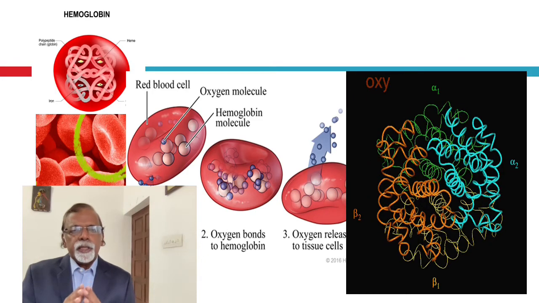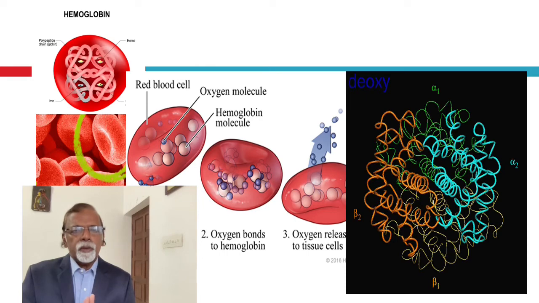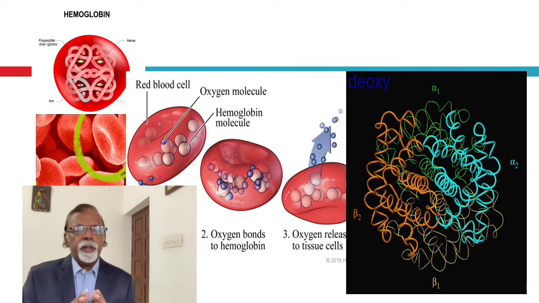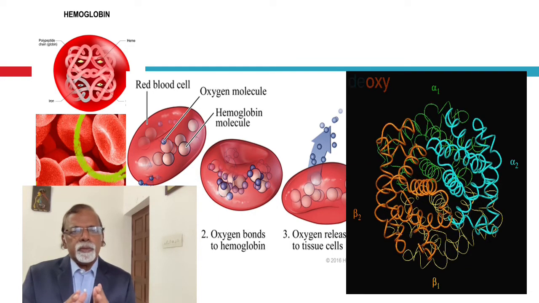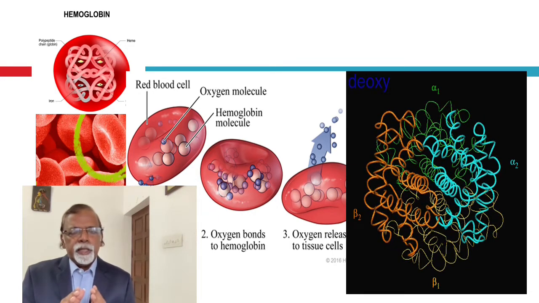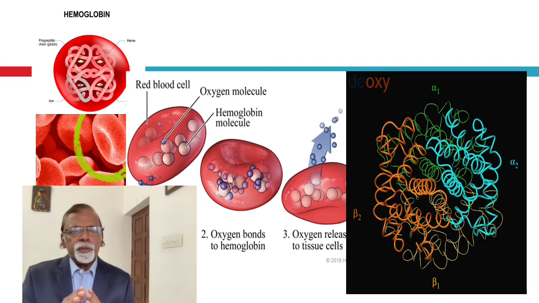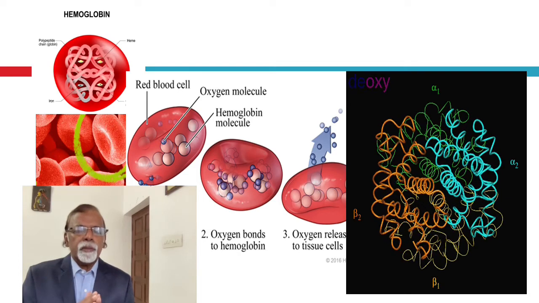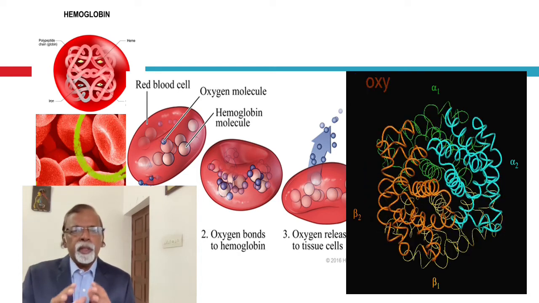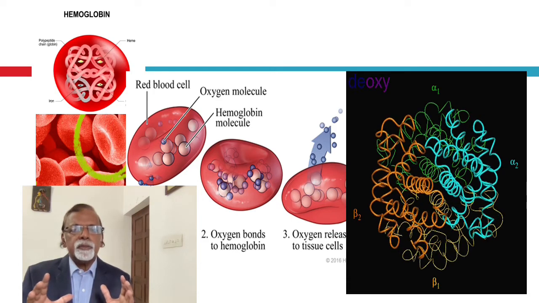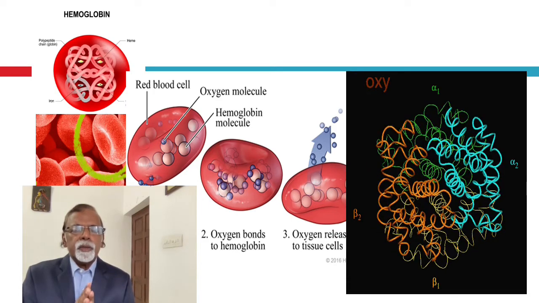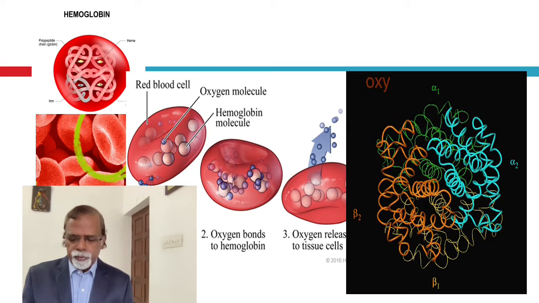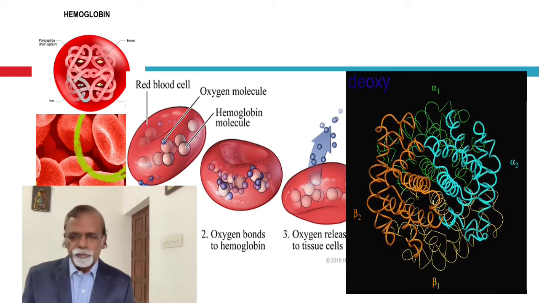When the oxygen is there, the hemoglobin is called oxyhemoglobin, and when the oxygen is released to the tissue, it is called deoxyhemoglobin. When the light is passing through, there is a difference between the absorption of lights of varying wavelength by oxyhemoglobin and deoxyhemoglobin. The oxyhemoglobin is in the relaxed form, and the reduced hemoglobin is in the taut form, called R and T forms. R for relaxed and T for the taut form.